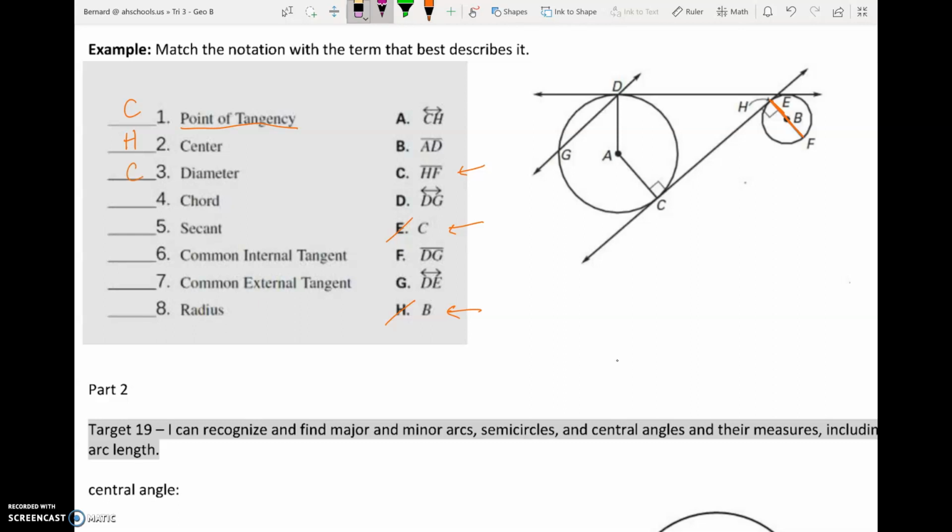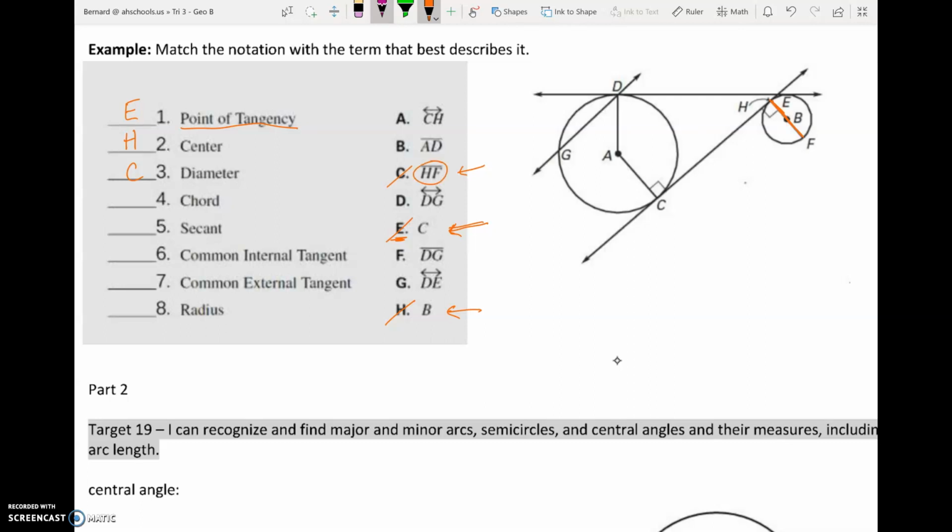Ooh, I see, I made a mistake. This first C, I wrote letter C because it was letter C here, but it really should have been option E. Don't put an E there. All right, now back to the diameter. Diameter was letter C, and so now I'll cross off letter C. Remember, that was really segment HF.